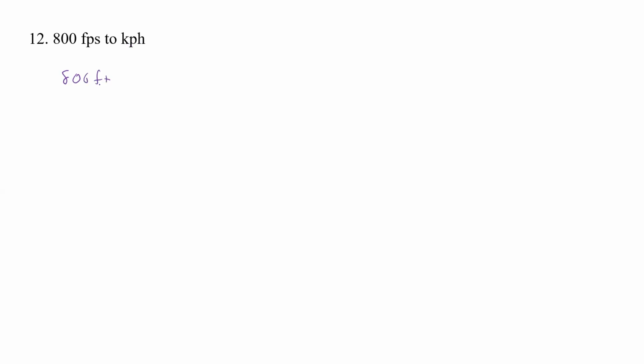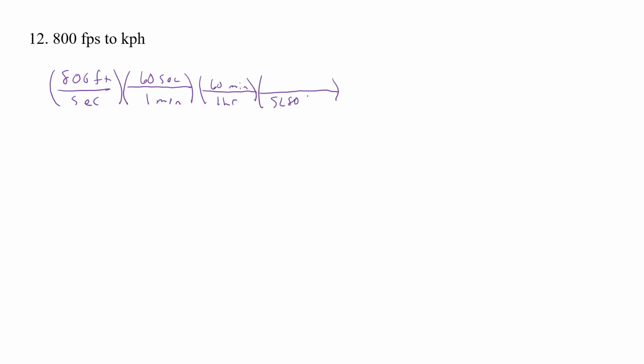So 800 feet per second. And we also have to convert seconds to hours. So maybe we should do that first. And we have 60 seconds in 1 minute, and we have 60 minutes in 1 hour. And so we've got to the hours. Now we have feet. Well, now we have 5,280 feet in 1 mile.